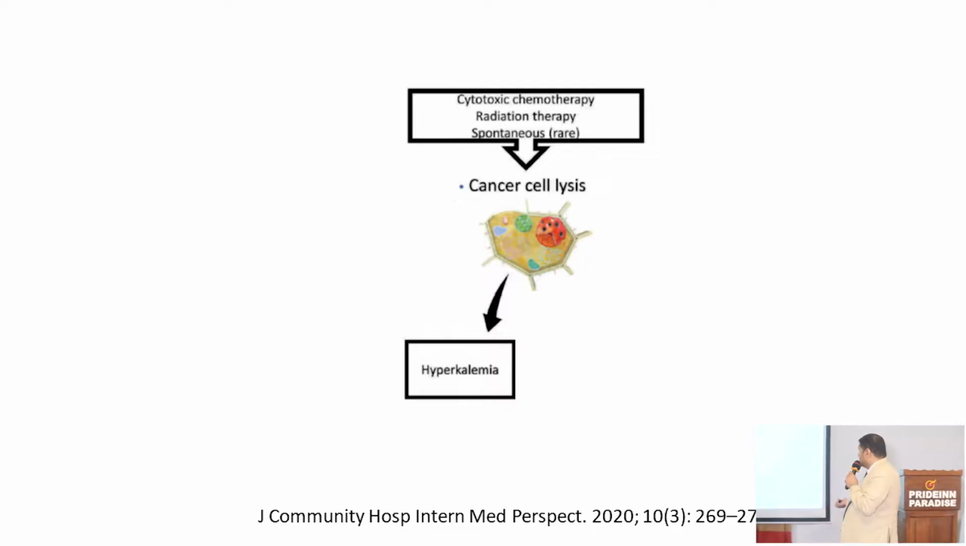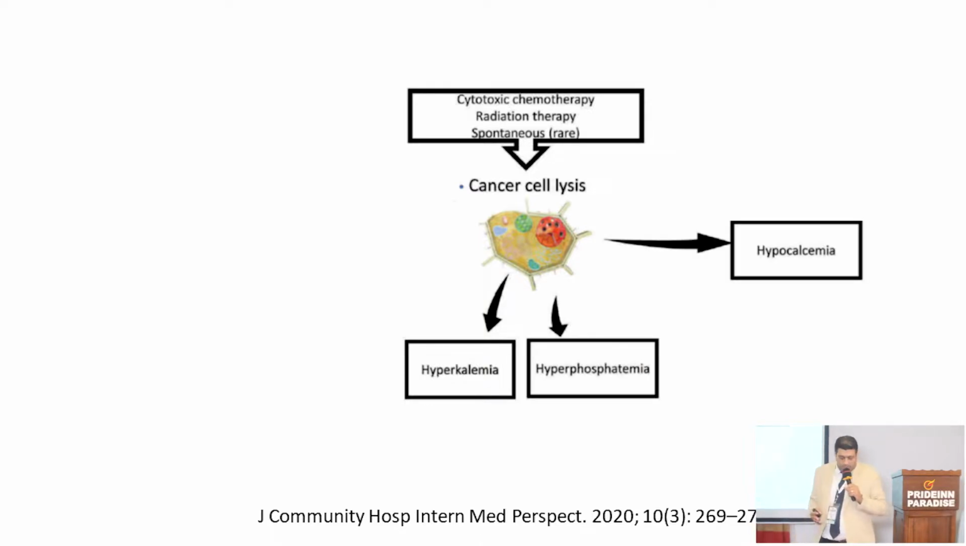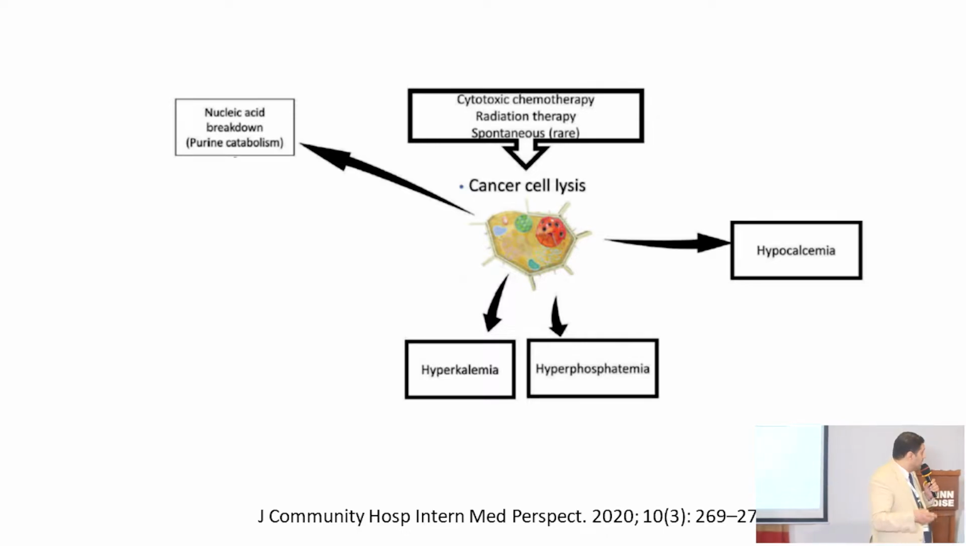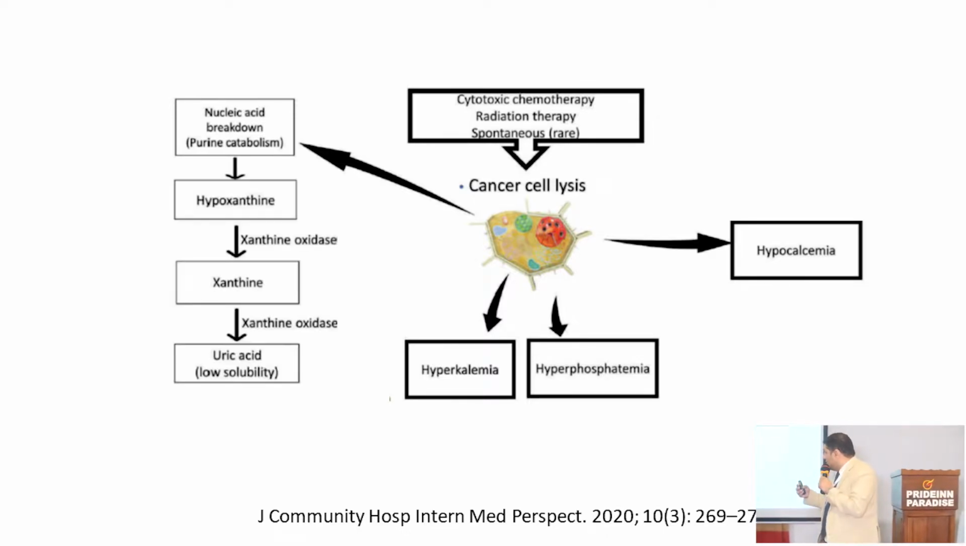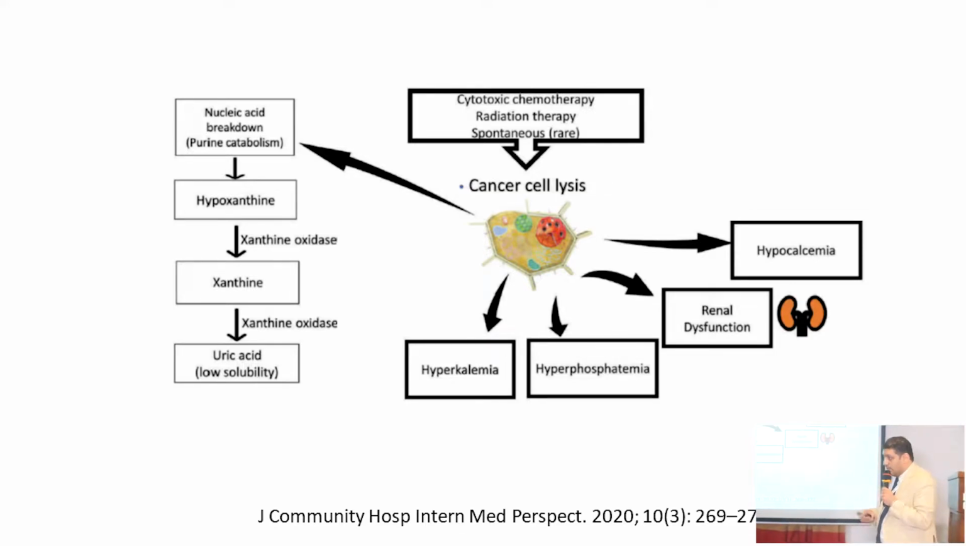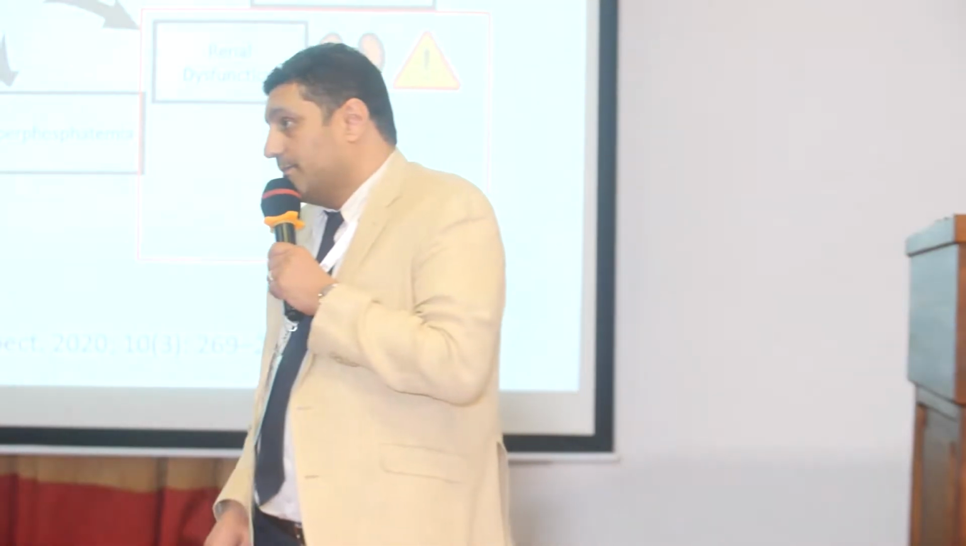Our patient will have hyperkalemia due to the high level of potassium, hyperphosphatemia, and hypocalcemia. The hypocalcemia is mainly because the phosphate attaches to the calcium, causing calcium deposition and hypocalcemia. And then we have nucleic acid breakdown, purine catabolism, that at the end gives a high uric acid level, and we know that uric acid solubility is very low, which will cause many manifestations. This is why the kidney is involved in this case, as the patient will have renal dysfunction.